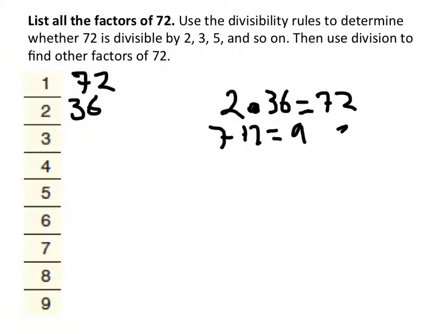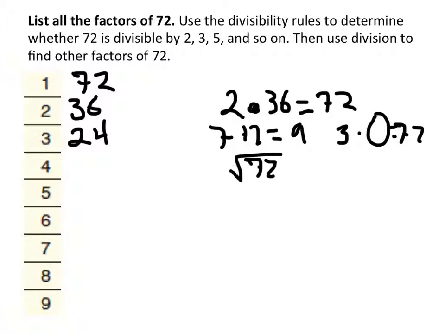Now 7 plus 2 is 9, so 72 can be divided by 3. So I need a number: 3 times something equals 72. How am I going to figure that out? I'm going to divide both sides. I divide 72 by 3, and I get 24. Now, I don't have a rule for 4, so I'm just going to use division. Does 4 go into 72? I use a calculator, and the answer is yes, and that's 18.